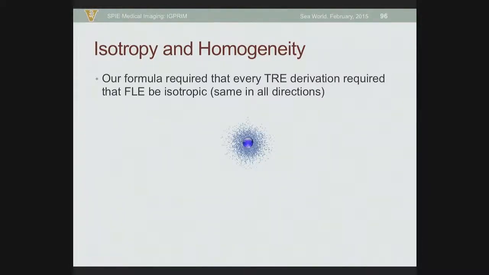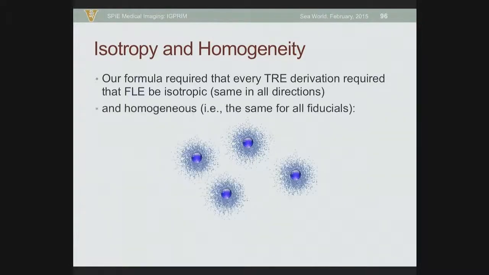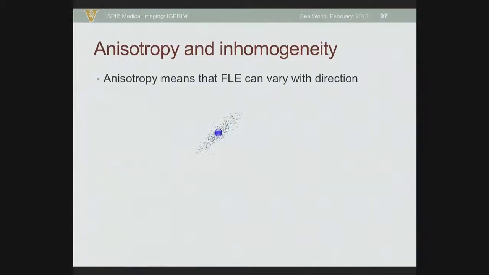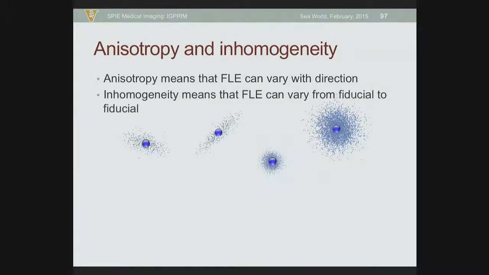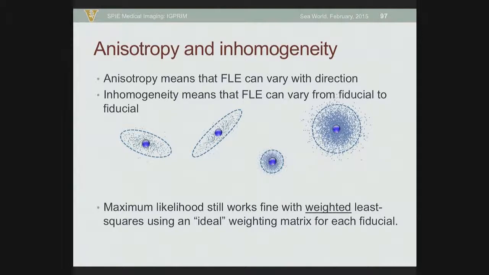What about homogeneity and isotropy? Remember, our formula requires that every TRE be derived from an FLE that's isotropic and homogeneous and all that sort of stuff. Well, those limitations began to fall away in 2007. Anisotropy means that FLE can vary with direction, so it'd be worse here than there. And inhomogeneity means that it can vary from one fiducial to the next. Maximum likelihood still works. You just got to find the covariances of each one of these, and you calculate a weighting function. It can be done very directly, and you do the solution to that.